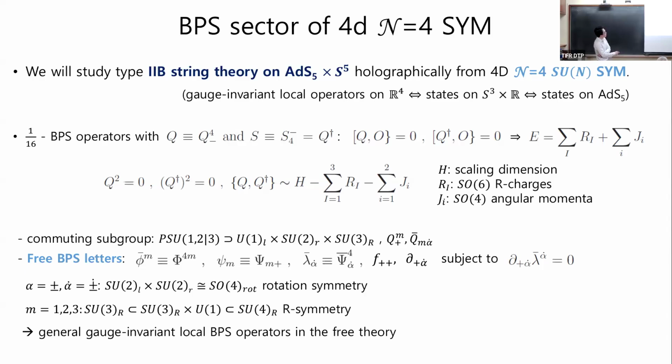Then you will find 3 scalars, 3 chiral fermions, 2 gauginos, and the anti-self-dual component of the field strength, and you can add an arbitrary number of holomorphic derivatives. So from these letters, you can construct general gauge invariant local BPS operators in the free theory. This is the general introduction about N=4 super Yang-Mills.